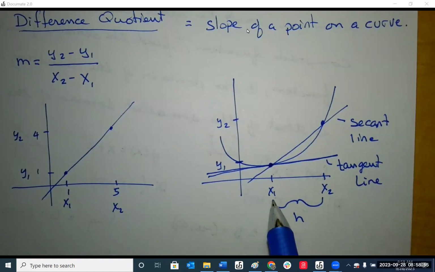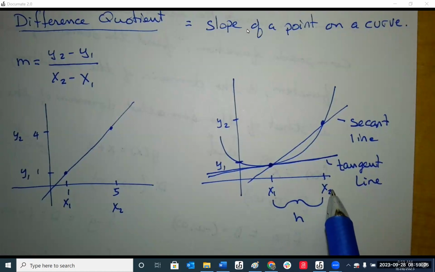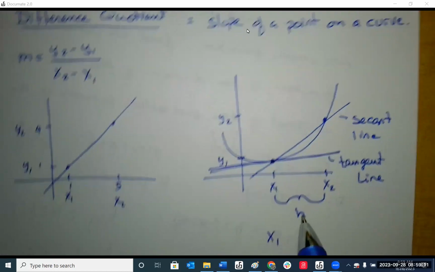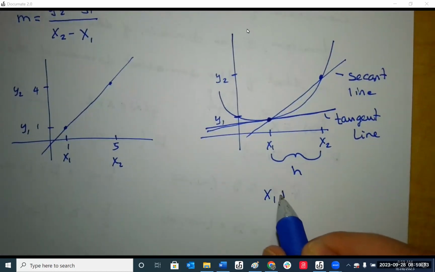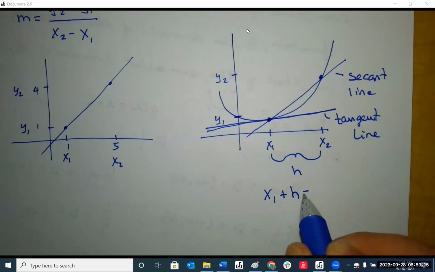So if you started at x1, how would you get to x2? If you started here, how would you get to here? Well, add h to it. x1 plus h is equal to x2.